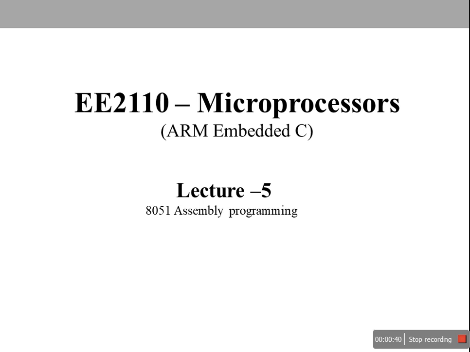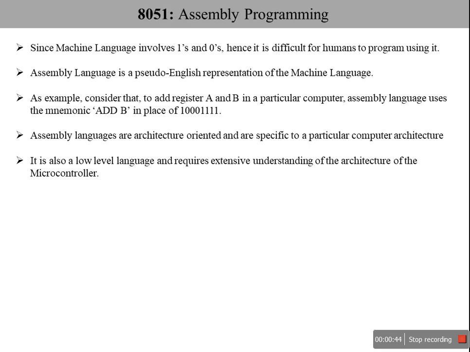Before we go to assembly language programming for 8051, let's look at what different types of languages we have for programming 8051. 8051 can be programmed in various languages, which can be categorized as machine language, assembly language, and high level language. High level languages like C, C++ or Python are not part of this session today, but the remaining two programming languages are machine language and assembly language.